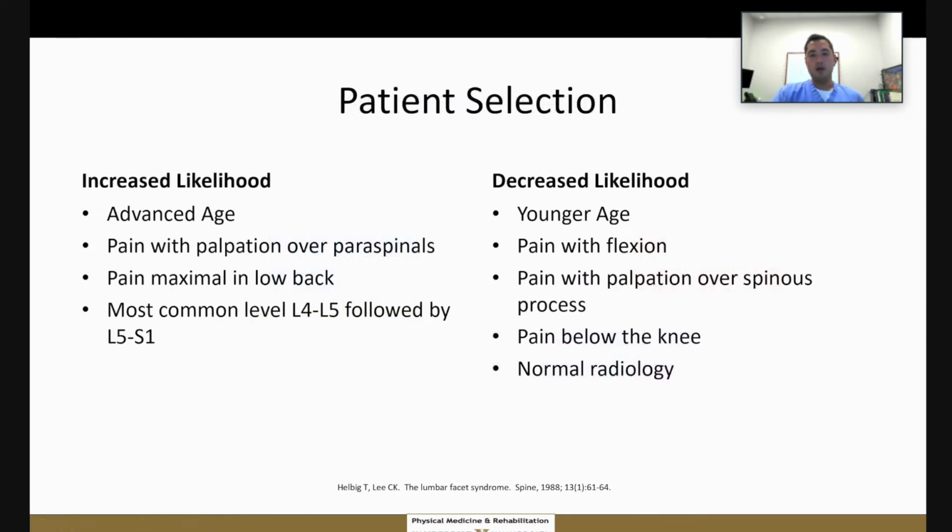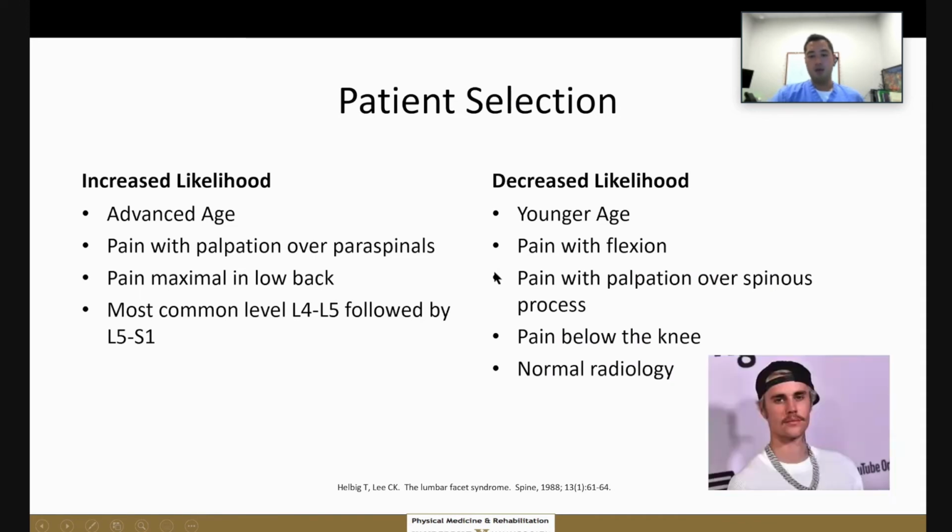So when you're thinking about patients who may have facet-mediated pain, again, this is going to be your older age population. Pain is going to be worse along the lumbar paraspinal muscles and in the low back. As I mentioned before, L4-5 and L5-S1 are the most common levels that are affected. They are less likely to have facet-mediated pain in the younger age population. If they have pain with flexion, or pain right over the spinous process, we're thinking more of the disc as the pain generator. If patients complain of pain below the knee, then we're not thinking necessarily facet joint pain. Someone like Justin Bieber, unlikely they have facet-mediated pain.